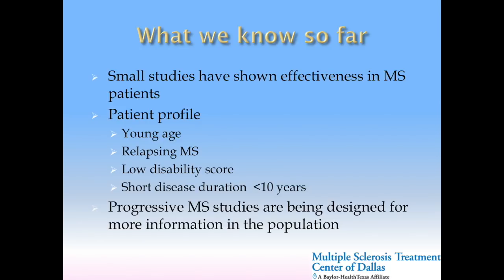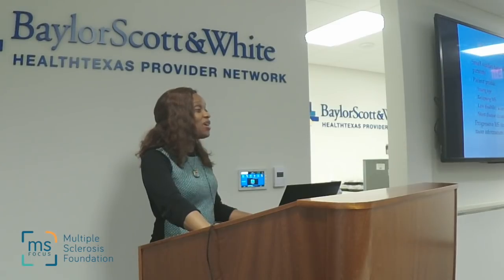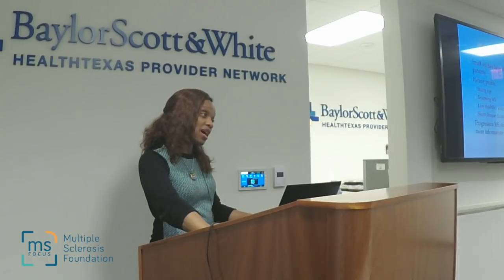We have small studies that have shown effectiveness in MS patients. So we know stem cell is a way to go to reduce the burden of MS, to slow down disability and provide long-term stability to our MS patients. We have to choose the right patient profile.